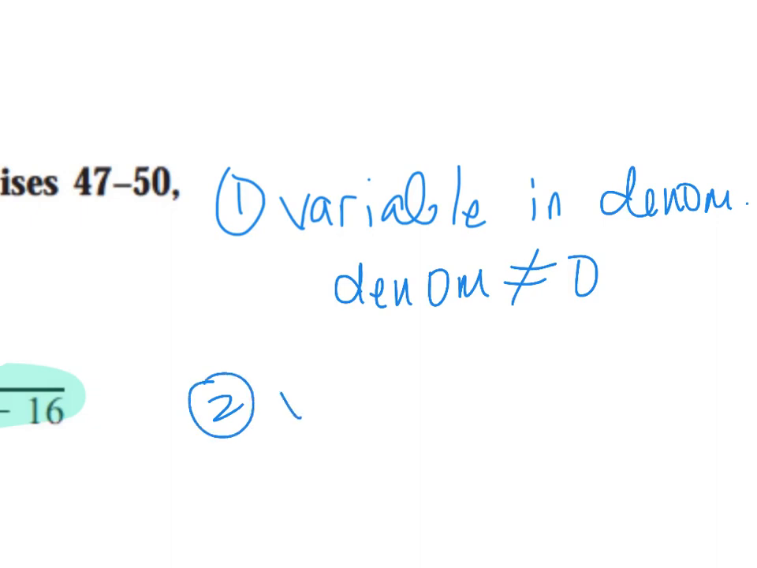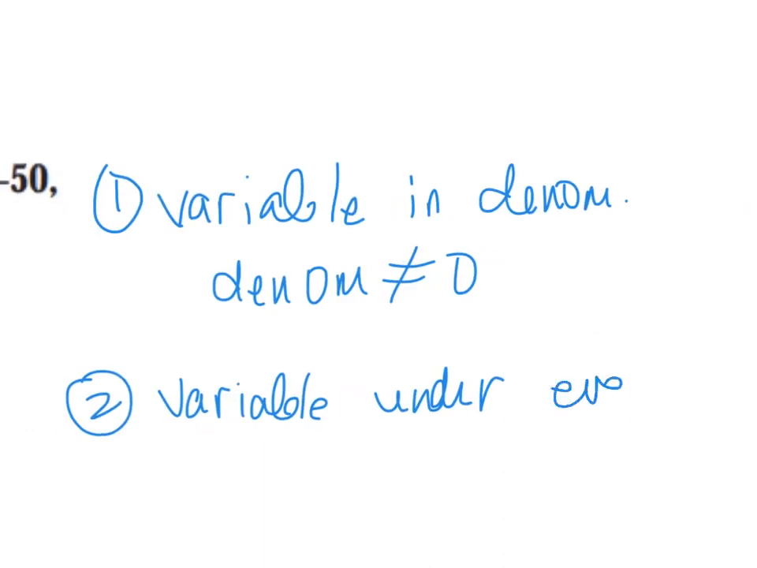Number 2, a variable under an even root. Why is that? So we did this before. You can't take the square root of what kind of number and get a real answer? A negative. So your expression under the square root has to be greater than or equal to 0. It can equal 0. You can take the square root of 0. That's okay.